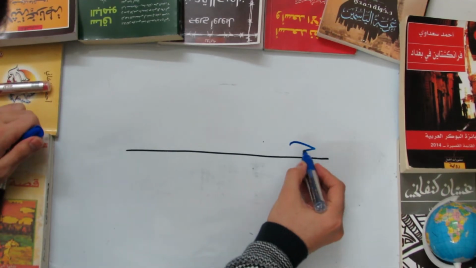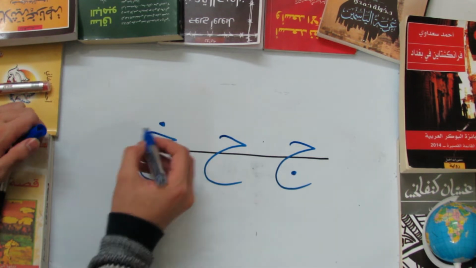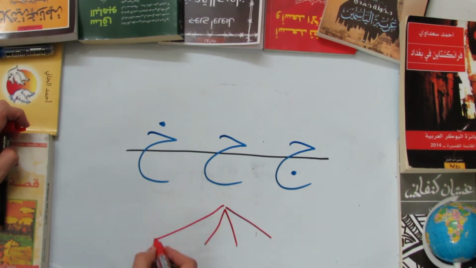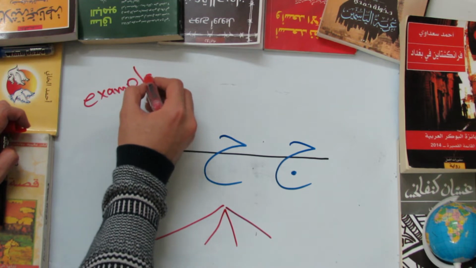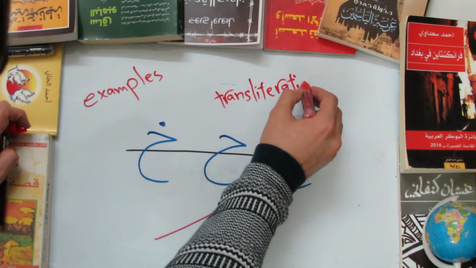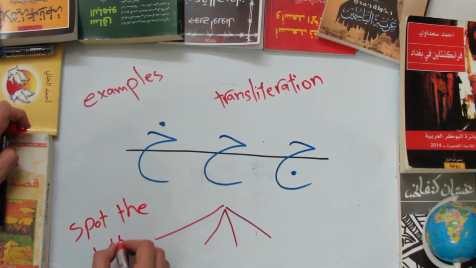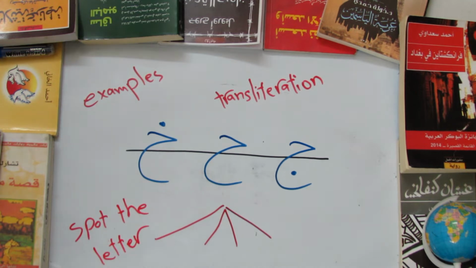In this episode, we will talk about the writing of a group of letters in detail, which are Jeem, Haa, and Khaa, with examples and transliteration. And at the end of this lesson, we will talk about a new game, which is the Spot the Letter game. So, let's get started.